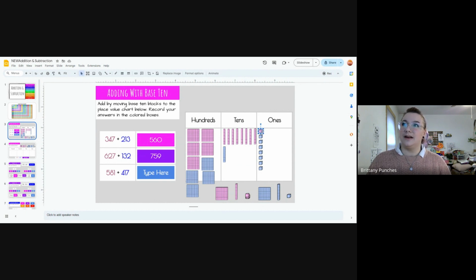7 and 1 more. 8. 8 and 1 more. 9. 5 and 4 more. 5, 6, 7, 8, 9. It's okay if you need to count each one. It's a lot to hold in your head at once.